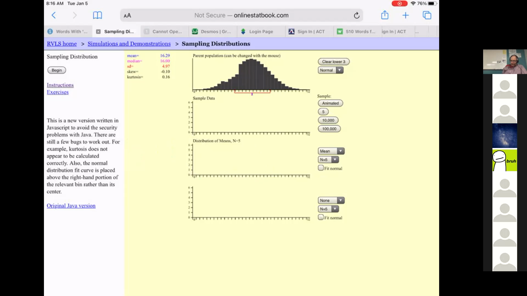All right, clear lower 3, and we're just going to drop 10,000 in there. There we go. Okay, so this is going to be 10,000 repetitions. My mean of my population was 16.29. The mean of my samples is 16.25. So my mean stayed in roughly the same spot.